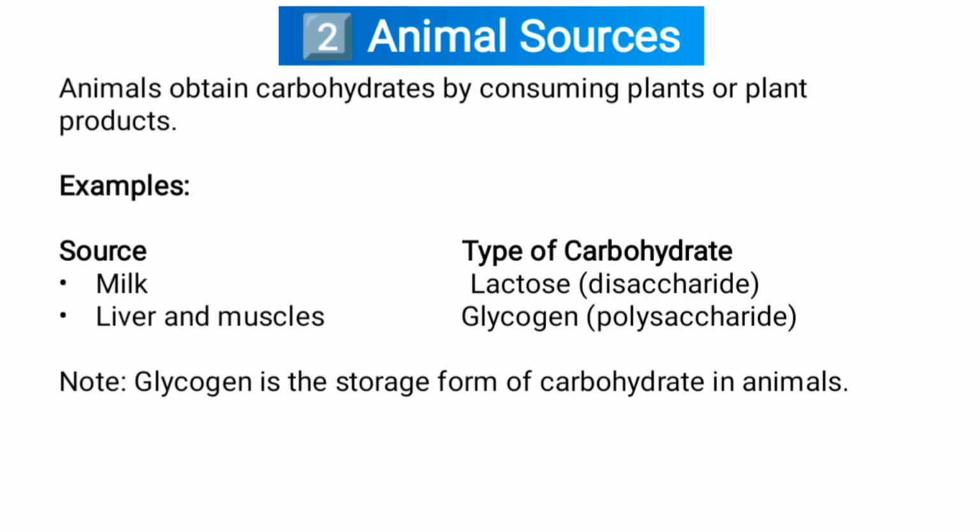Second one is animal sources. Animals obtain carbohydrates by consuming plants or plant products. Examples: sources and types of carbohydrates. Source: milk, gives lactose, which is a disaccharide. Source: liver and muscles, and the type of carbohydrate is glycogen, which is a polysaccharide. Note, glycogen is a storage form of carbohydrates in animals.